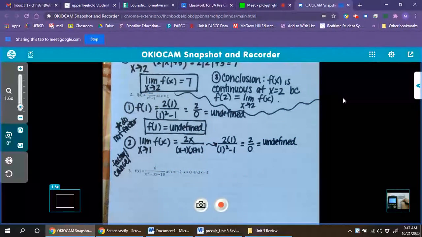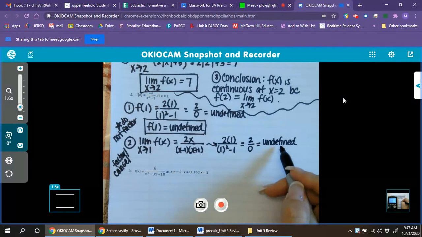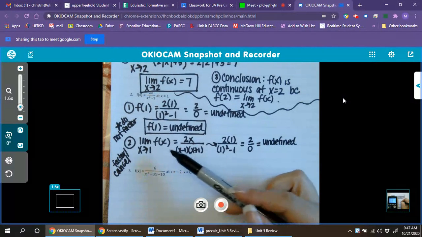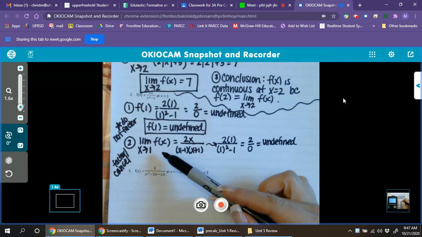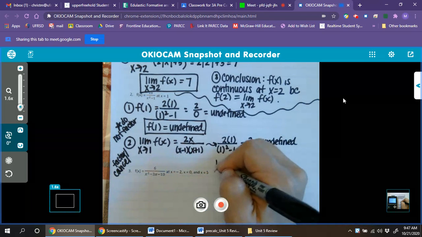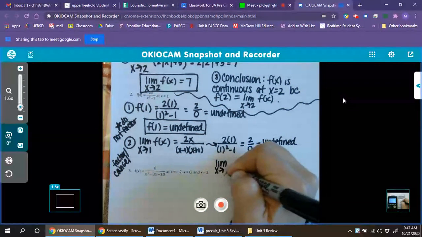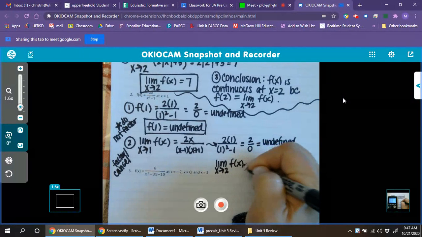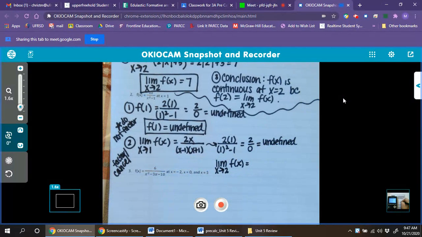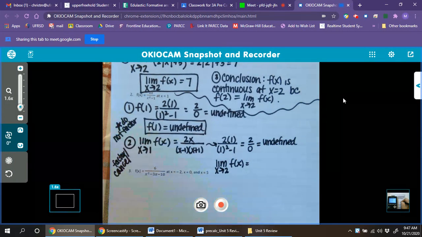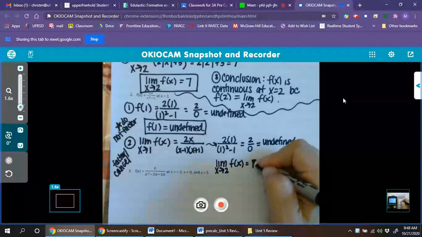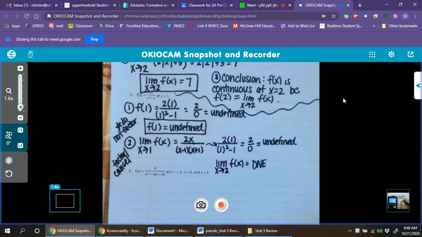So algebraically, I have undefined, but remember, I'm solving for a limit right now. So what is my final answer for my limit, if algebraically it's undefined? Alyssa? Danny. Good. Does not exist.